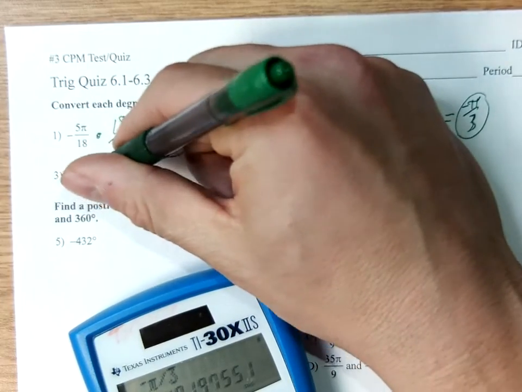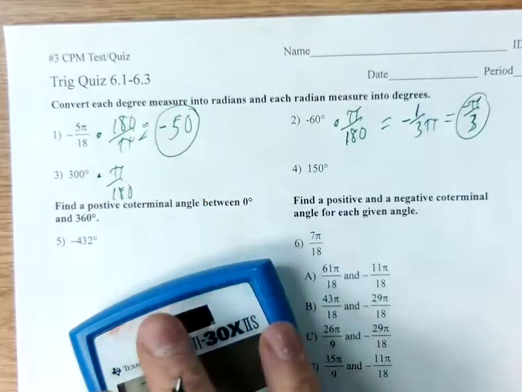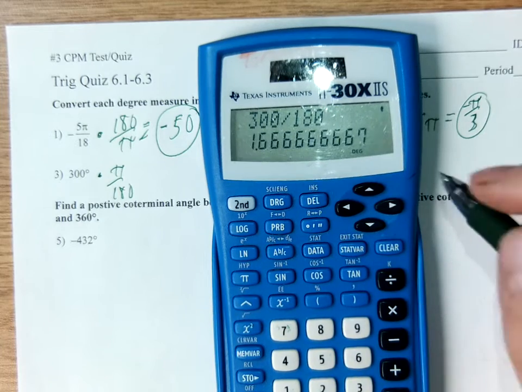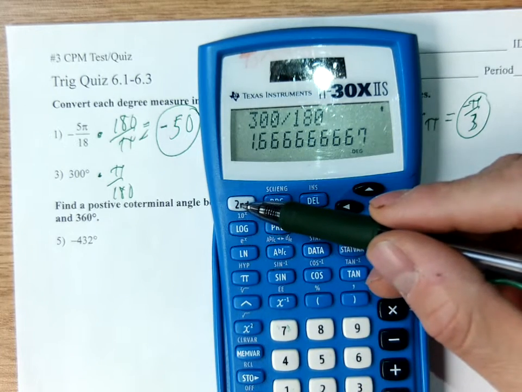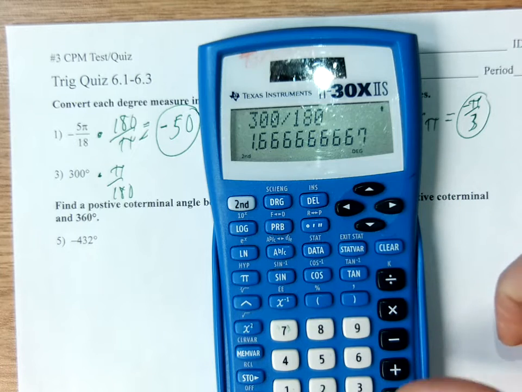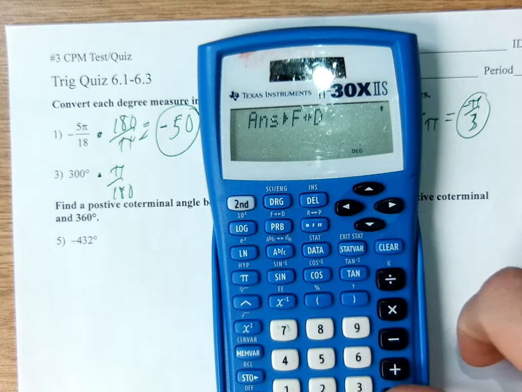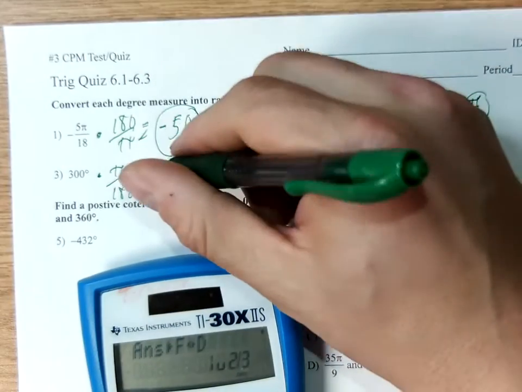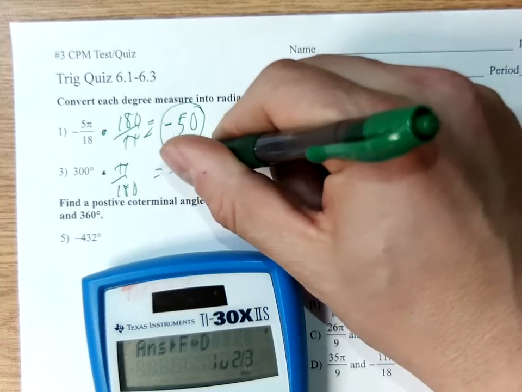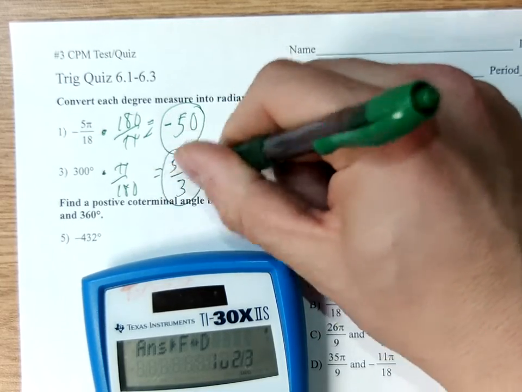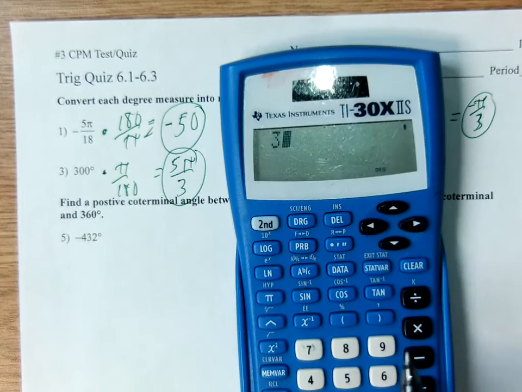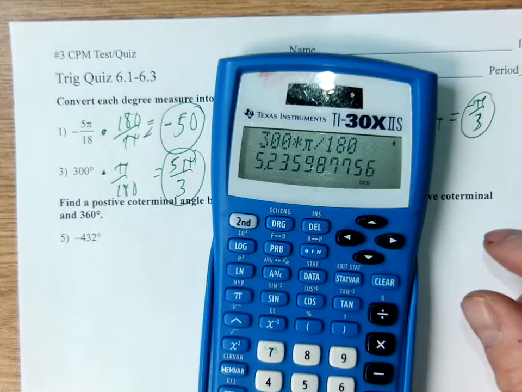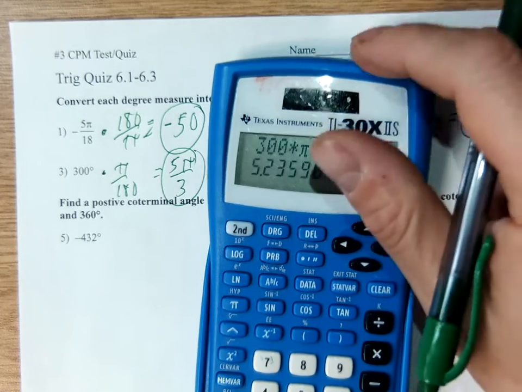Next one, times by pi over 180 again. 300 divided by 180. And now we can use the fraction key on the calculator to make that a fraction. One and 2/3, or 5/3 pi. The decimal approximate is also fine too. So you could do the decimal approximate here, 300 times pi divided by 180. 5.24 about.